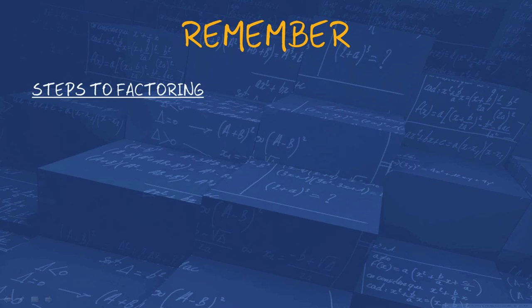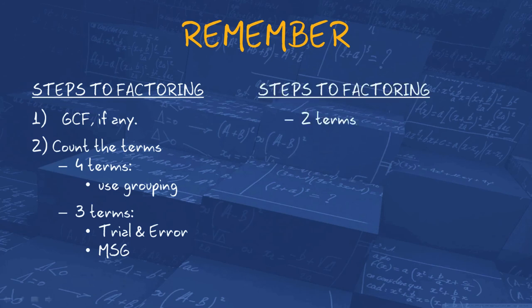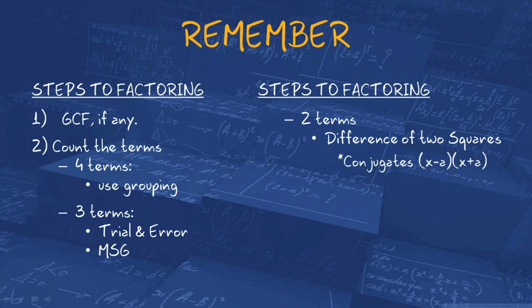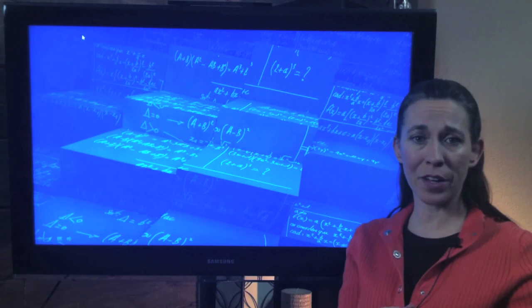So, things to remember, your steps for factoring. Always look for a GCF and then count the terms. If there's 4 terms, you can use grouping. If there's 3 terms, you can do either trial and error or multiply, split, and group. Or if there's another method that your teacher taught you that you love, use it, go for it. Now, if there's 2 terms, we're going to look to see if it is a difference of 2 squares. Okay, so it has to be subtraction. So difference of 2 squares factor into conjugates, 1 plus and 1 minus. Or a sum or difference of cubes, we'll teach you in the next video.